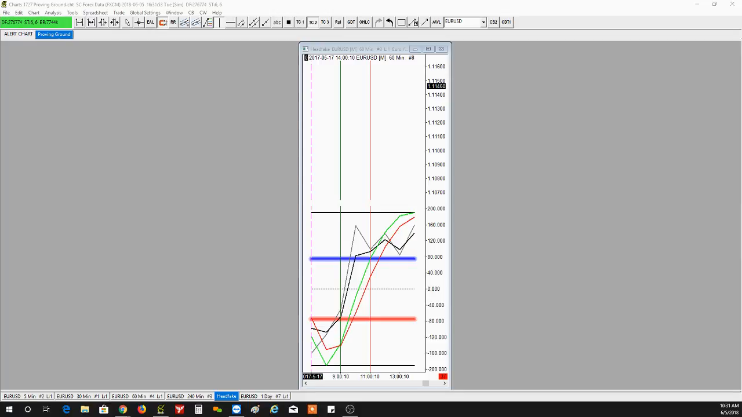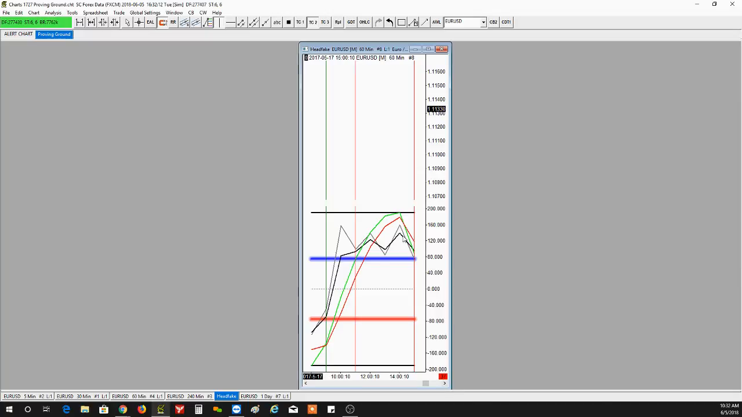So now we want them to cross down simultaneously. When they cross down, green goes below red, right? And gray goes below black. If they're crossing up, green is above red and gray is above black. So right there we get a double cross. Gray below black, green below red.